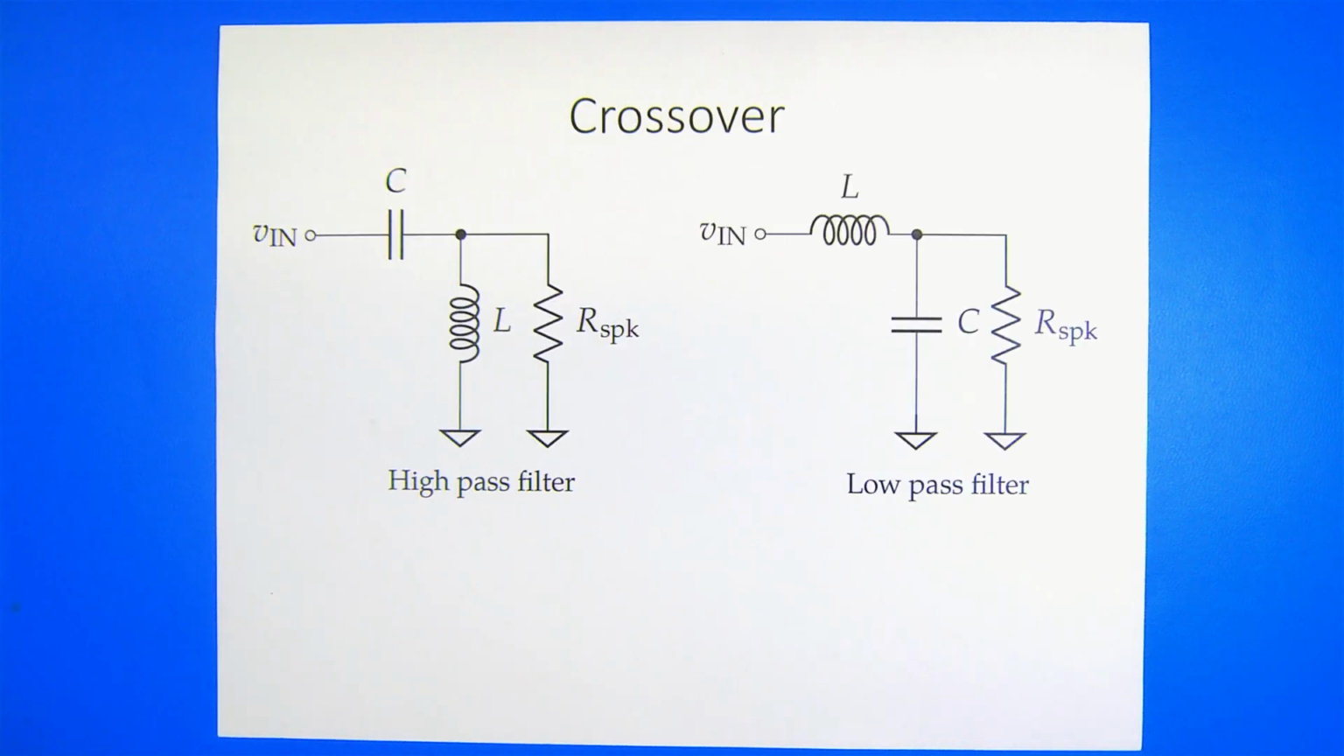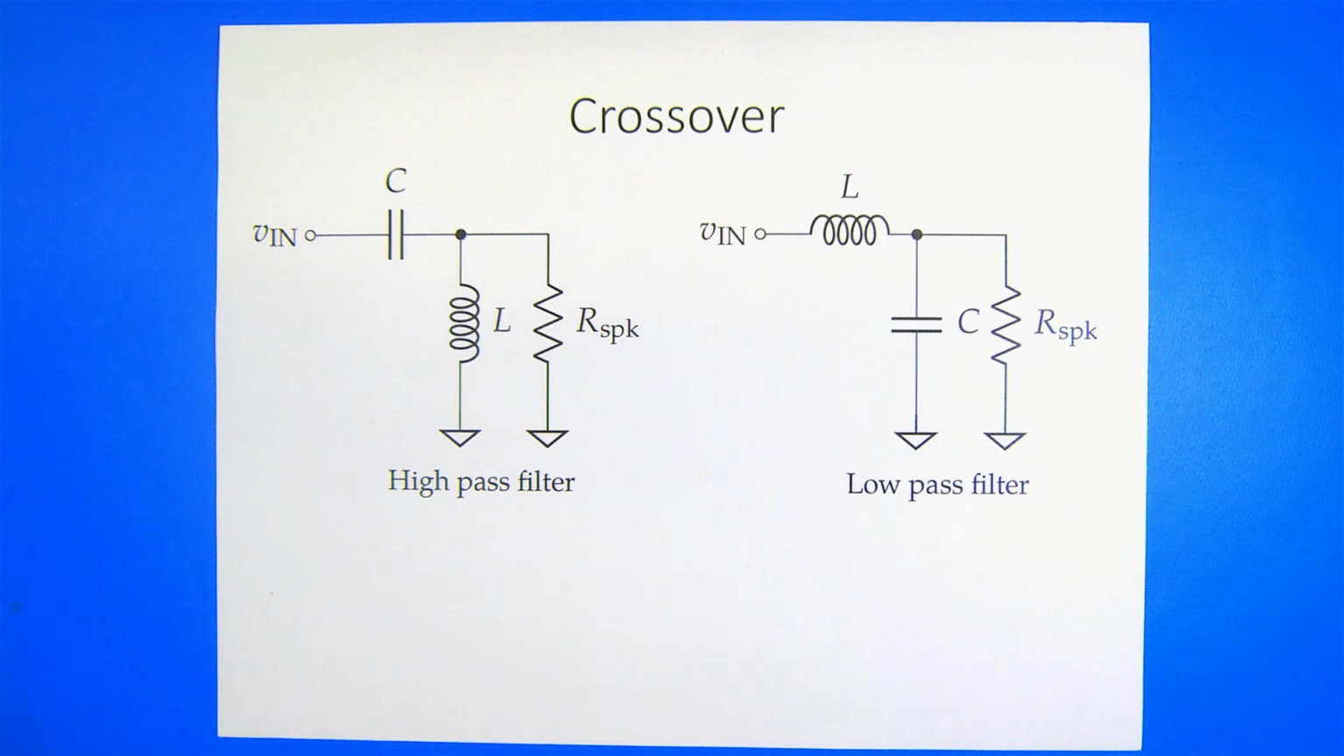The optional crossover subsystem divides the output of the power amplifier into frequency bands for the two speakers. Each speaker is best at producing sound at certain frequencies, so the crossover distributes the power to the speakers best suited for it. The low-frequency speaker, or woofer, will be connected to a low-pass filter, and the high-frequency speaker, or tweeter, will be connected to a high-pass filter.